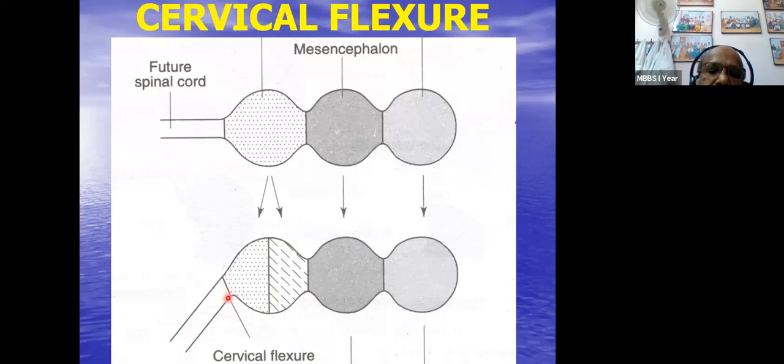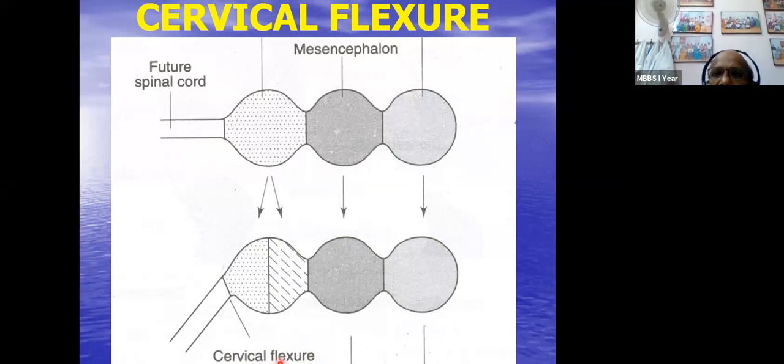So at that site, at the site of junction of medulla and spinal cord, we have formation of the first flexure, that is called cervical flexure, important for MCQ. So that is the flexure to be formed first, your cervical flexure. So one bend occurs at the junction of medulla and spinal cord. That is called cervical flexure.